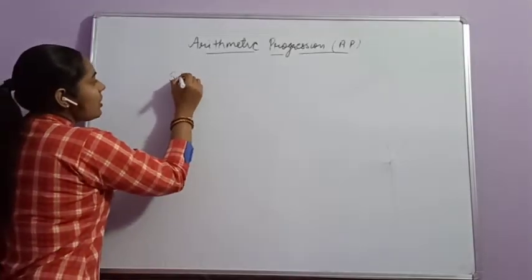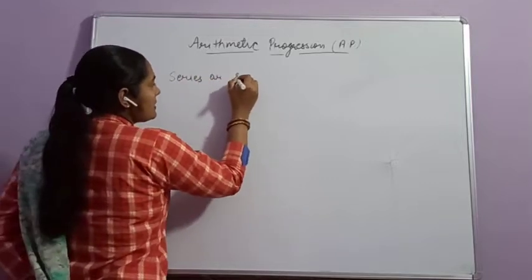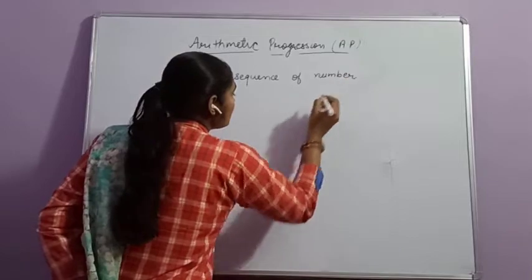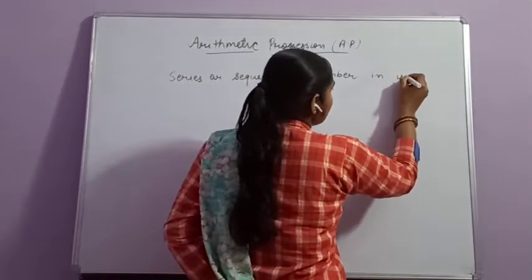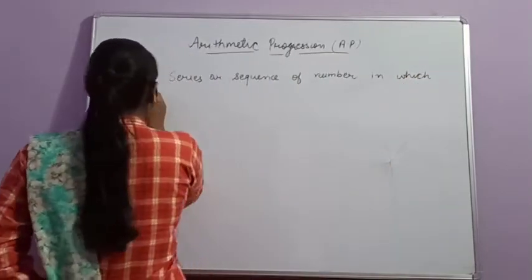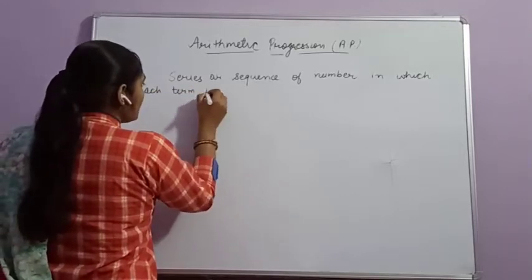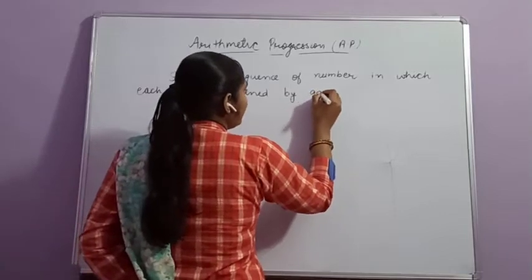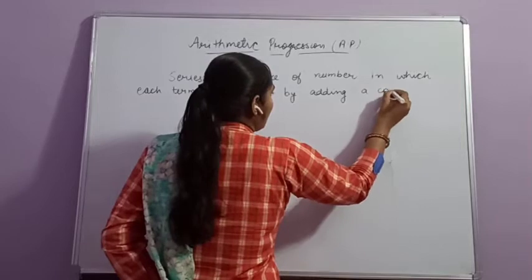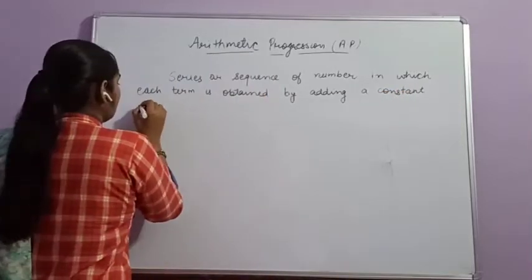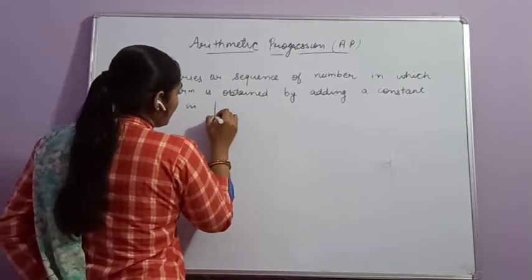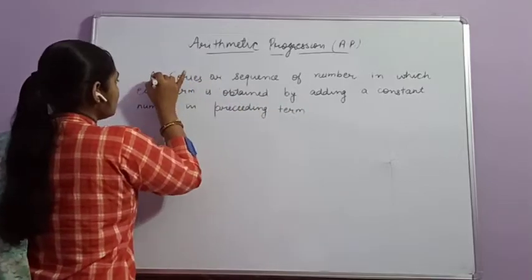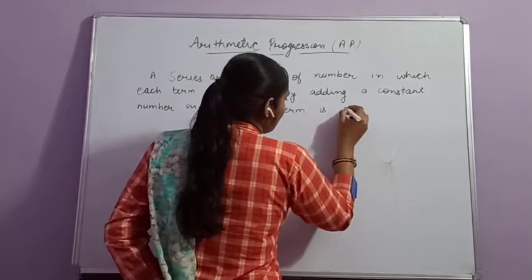Arithmetic progression is a series, or you can say a sequence of numbers, in which each term is obtained by adding a constant number in the preceding term. This is known as AP.